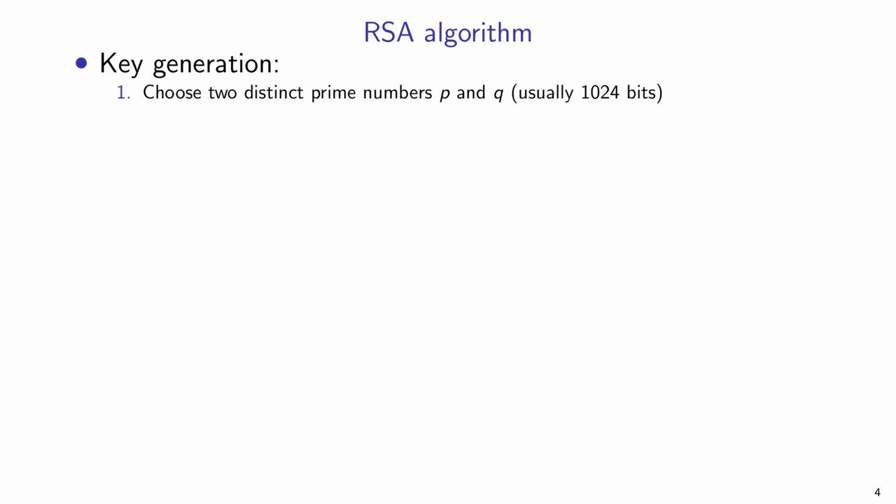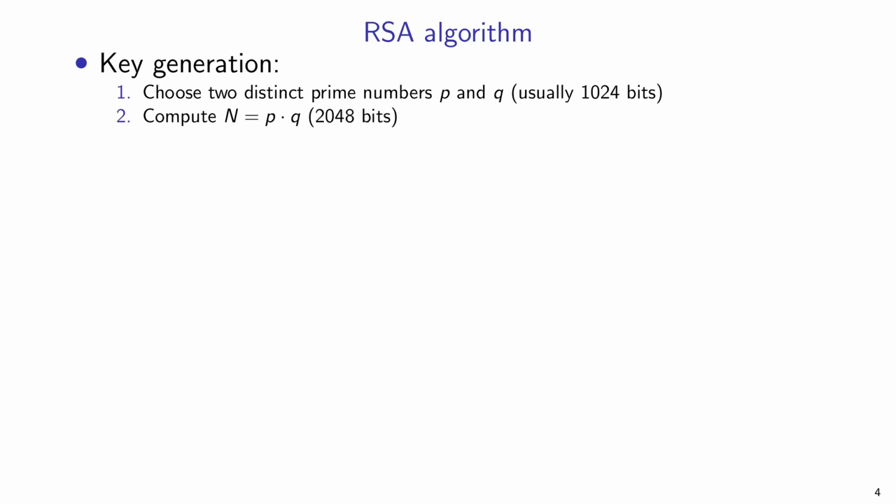We can take some random 1024-bit number and then apply some primality testing algorithms, which will tell us with very high confidence whether the number is prime or not. If it is not, we choose another number until we find one which is prime. And we do the same for both P and Q.